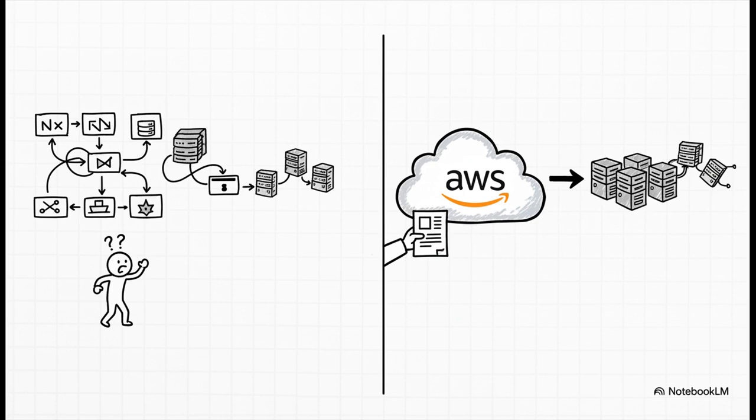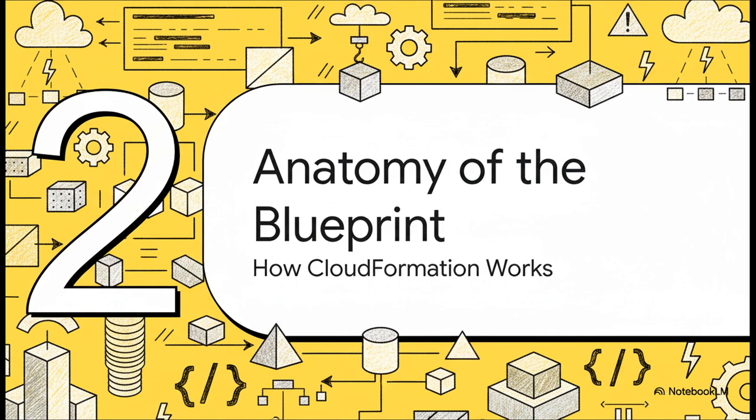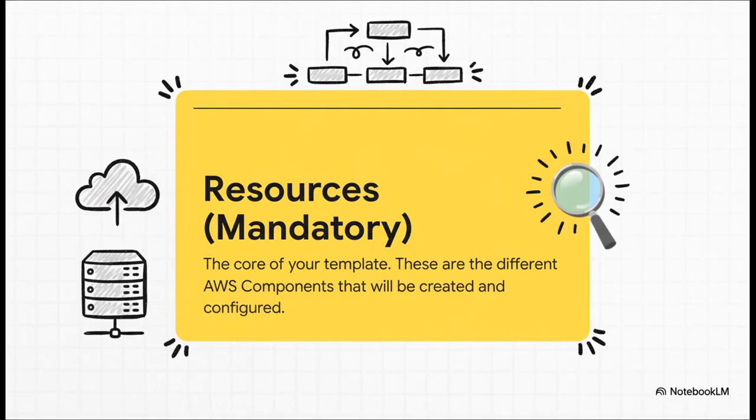Simple as that. So what's actually in one of these blueprints? What do they look like? Let's take a peek under the hood and break down the anatomy of a CloudFormation template. We're going to look at the key building blocks that really bring your infrastructure to life. First up, and this is the big one, we have resources. This is the absolute heart and soul of your template. It is simply the list of everything you want AWS to create.